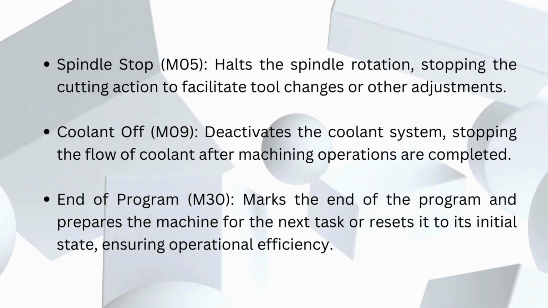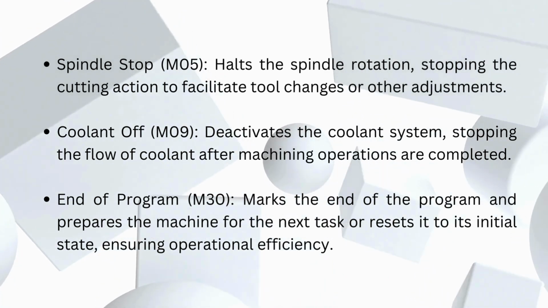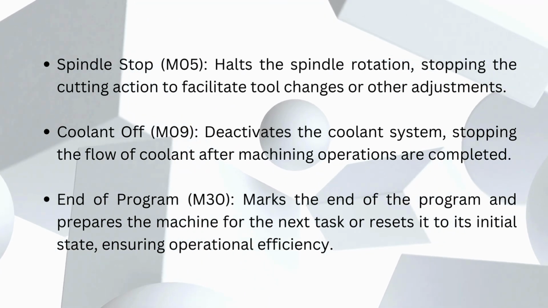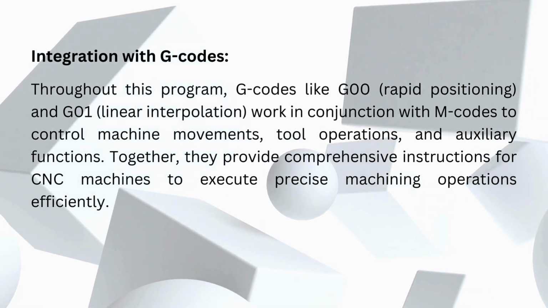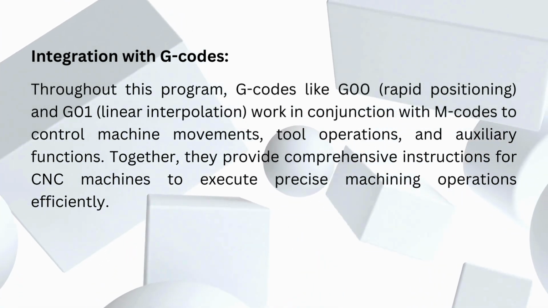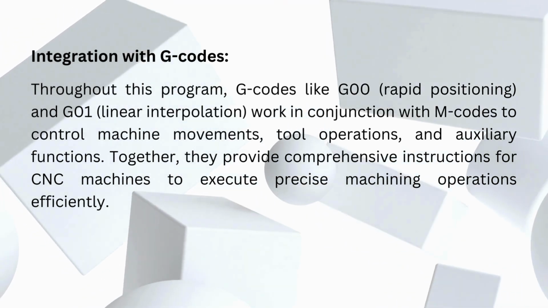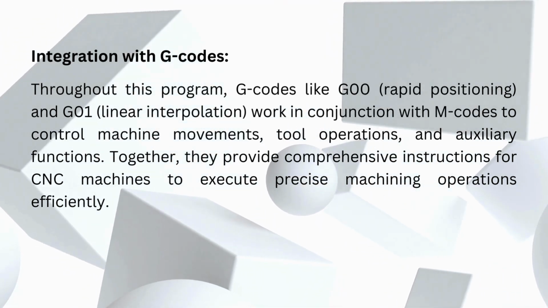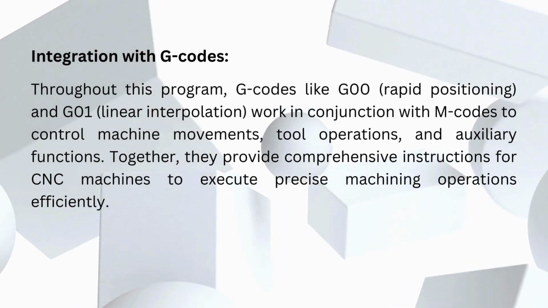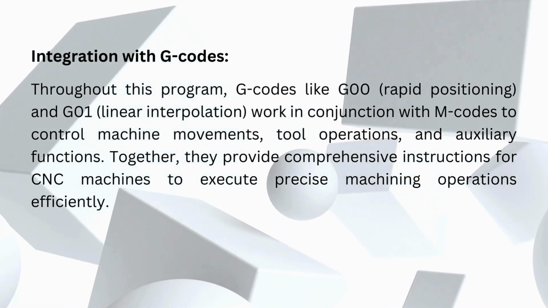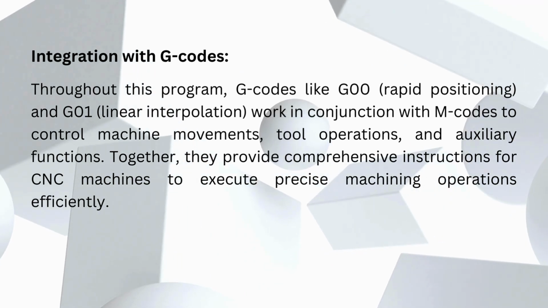End of program. M30 marks the end of the program and prepares the machine for the next task or resets it to its initial state, ensuring operational efficiency. Integration with G-codes. Throughout this program, G-codes like G00, rapid positioning, and G01, linear interpolation, work in conjunction with M-codes to control machine movements, tool operations, and auxiliary functions. Together, they provide comprehensive instructions for CNC machines to execute precise machining operations efficiently.